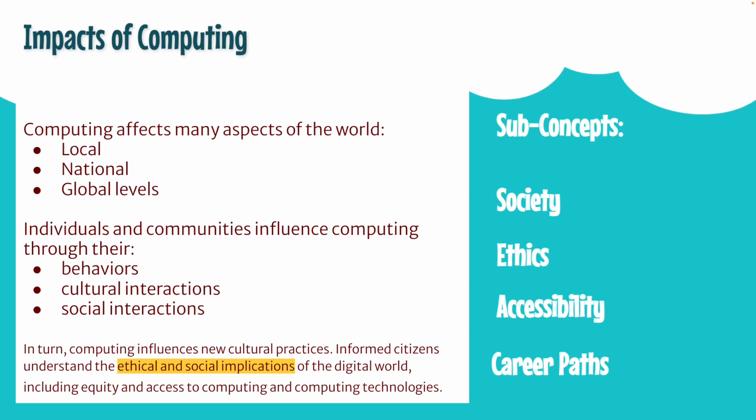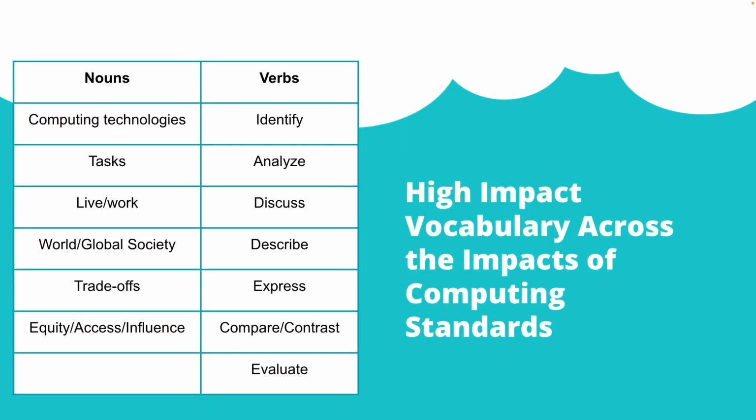So let's dive into impacts of computing. These are the parts we've already gone over, what it means for impacts of computing and what the sub-concepts are. I like, because we're talking about English, to think about the vocabulary that we might need to know. So again, this could be something you build K-12. But as far as nouns, we're looking at computing technologies, tasks, how we live and work, our world and global society, trade-offs, equity, access, and influence. And then for verbs, we're really looking at identify, analyze, discuss, describe, express, compare and contrast, and evaluate.